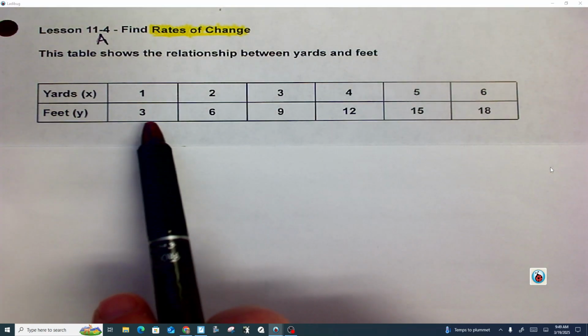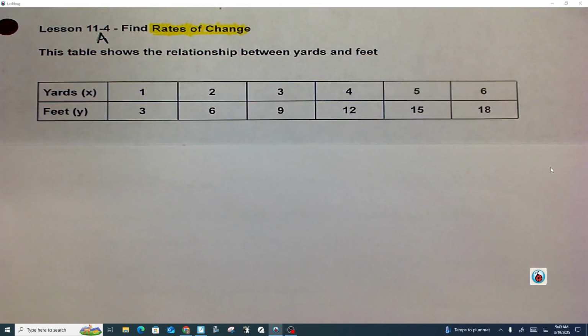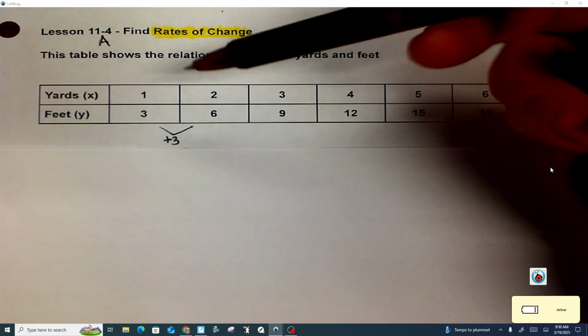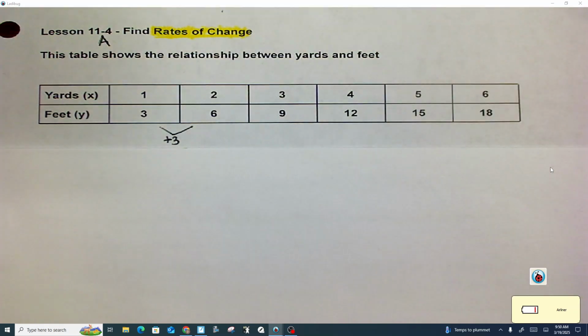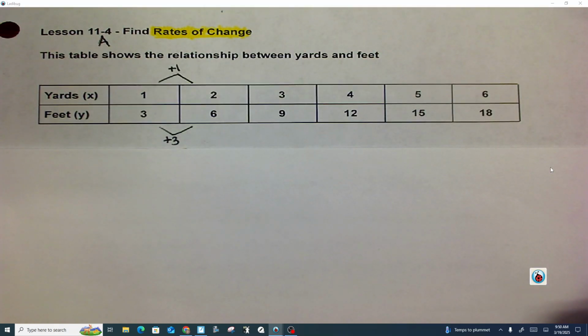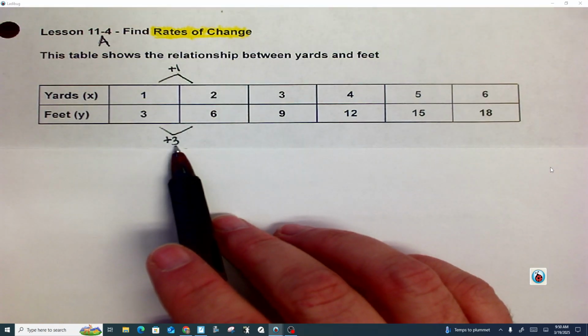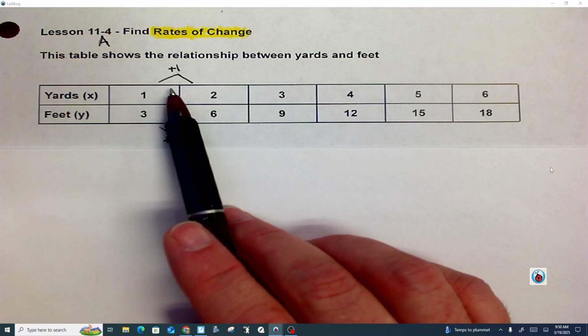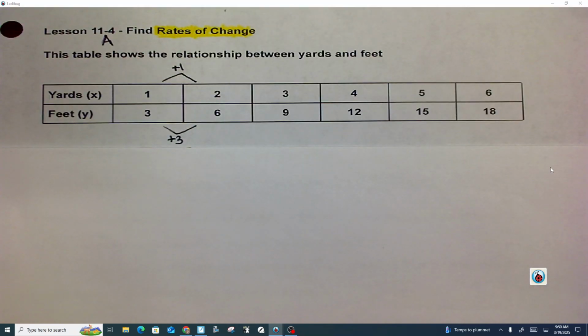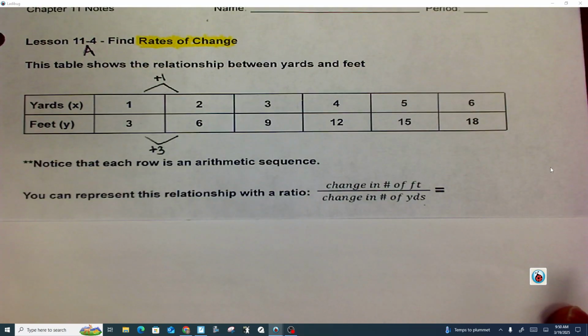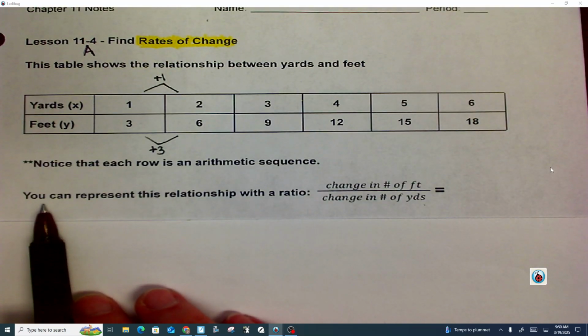What's happening to go from 3 to 6? And then what's happening to go from 1 to 2? And what we taught you was that you need to put your y change on top of your x change. So it would be 3 over 1 or 3, right? And that's the same thing that this next line is saying right here.